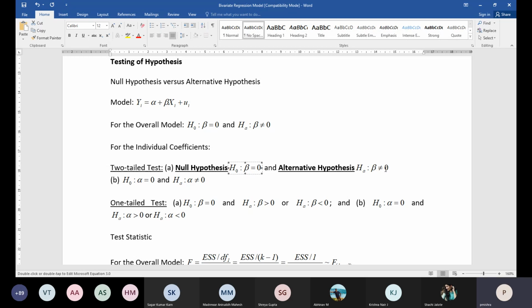But if we are testing the validity of the law of demand for a normal commodity, we know that the alternative hypothesis is beta less than 0. If we are talking about a Giffen commodity, the alternative hypothesis is beta positive. So testing of hypothesis is basically carried out with respect to the null hypothesis against an alternative hypothesis, which may vary from case to case.